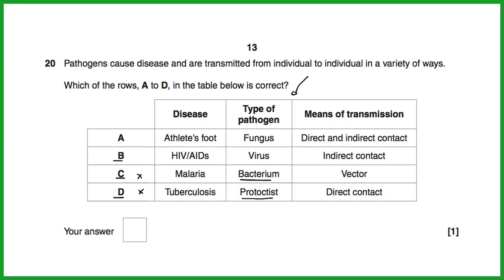Then they tell you that HIV/AIDS, which is a virus, that's correct, is caused by indirect contact, and that's not true, it's caused by the transmission of the virus in blood or bodily fluids directly between individuals. So the answer here is A, because athlete's foot is a fungus and it's transmitted by direct and indirect contact. So the answer is A.